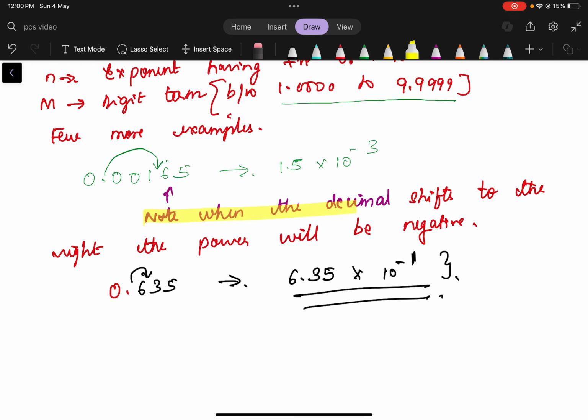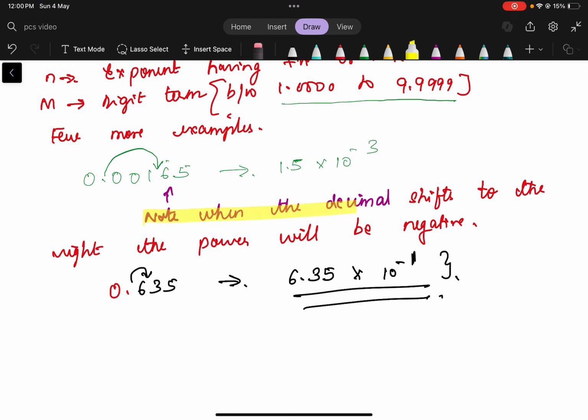Let us take a few more examples. Let us take the example of 200.635. Now we have to write it in terms of scientific notation format. So what we will do is shift the decimal to the left: 2.00635 into 10 to the power 2.